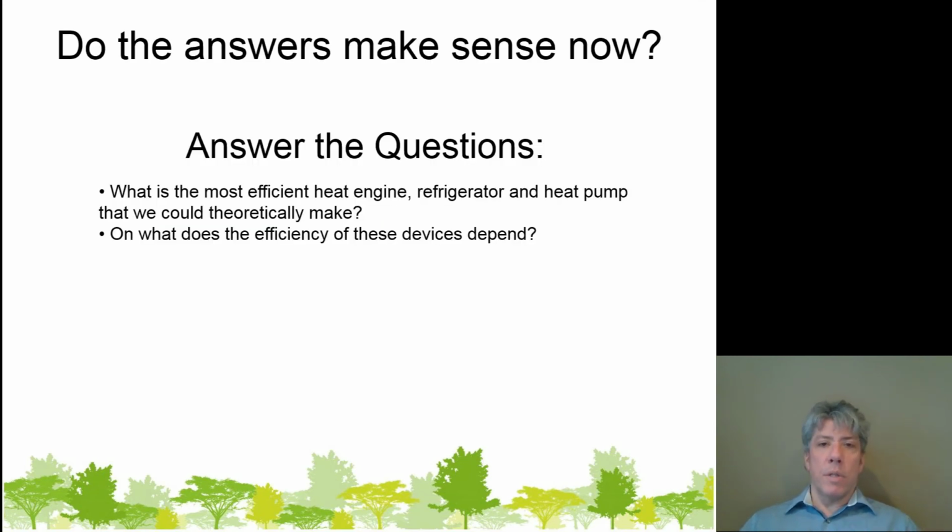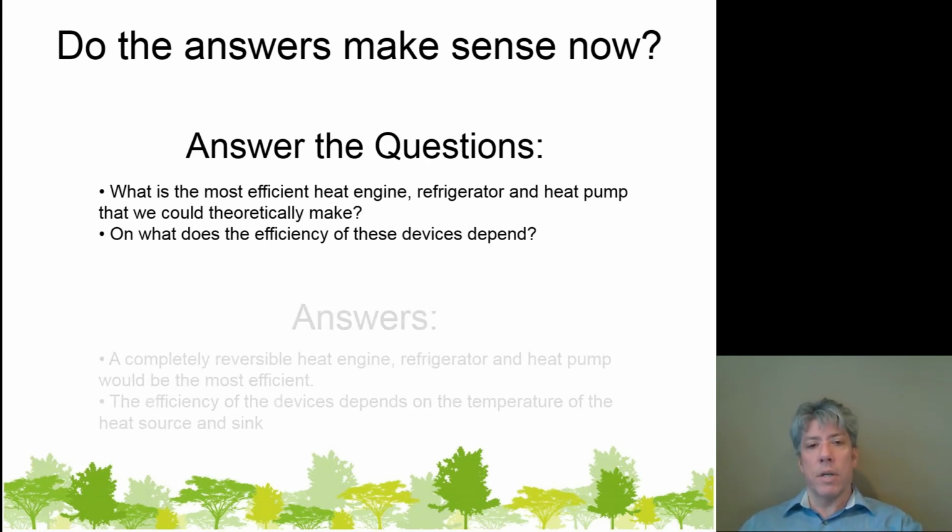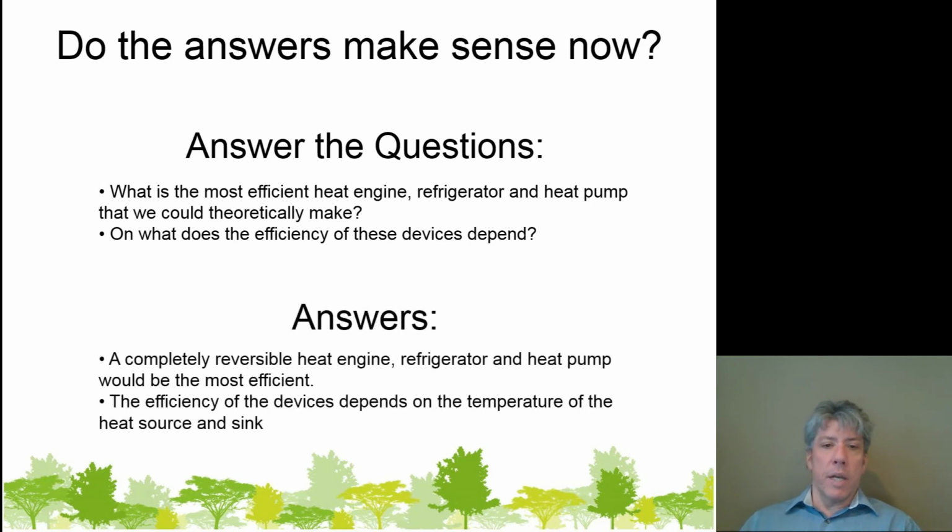Now I hope the questions I posed at the beginning make some sense. We're going to answer the questions: what is the most efficient heat engine, refrigerator, or heat pump we could theoretically make, and what does the efficiency of these devices depend on? I hope you have a little more insight now, and you realize that the temperature of the source and sink make a big difference in the efficiency of the devices. It's not something typically that we can have a lot of control over, but there are ways to do it.